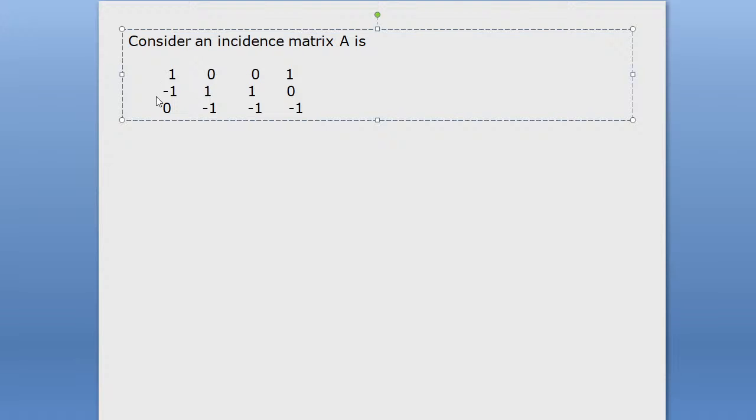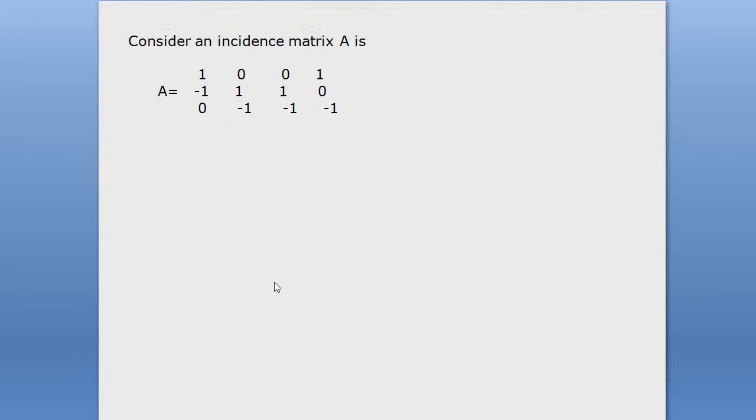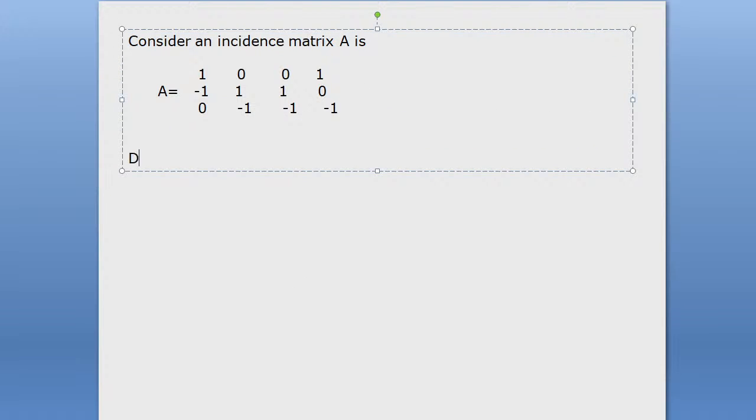This is a reduced incident matrix. You write here A equal to, okay, this is an incident matrix. Now you would draw the graph corresponding to this matrix, to this incident matrix.